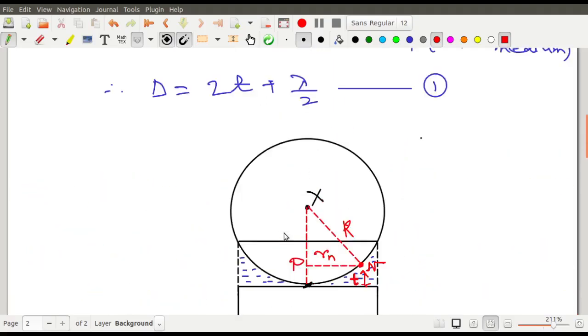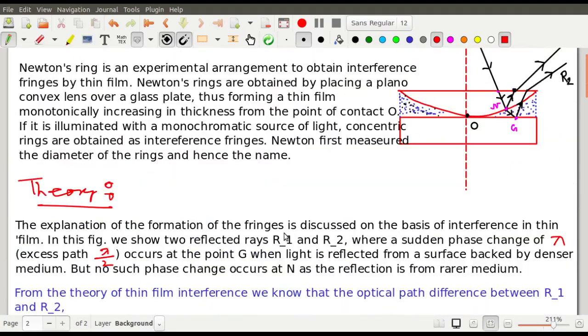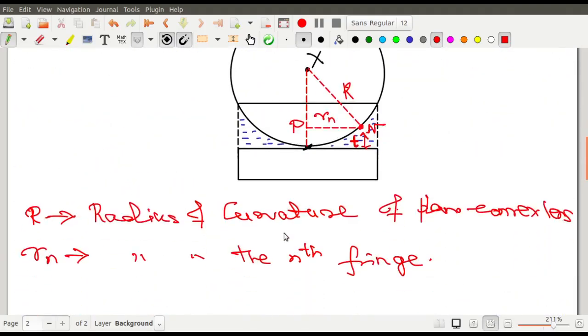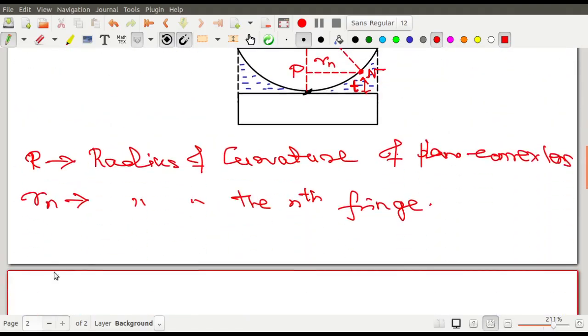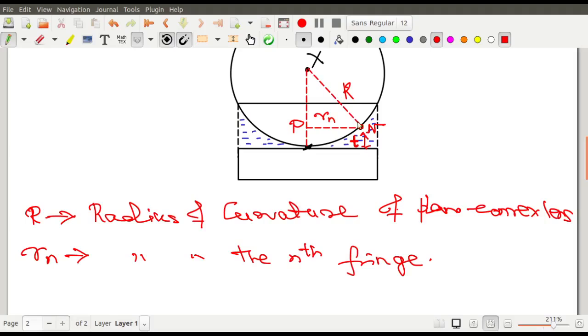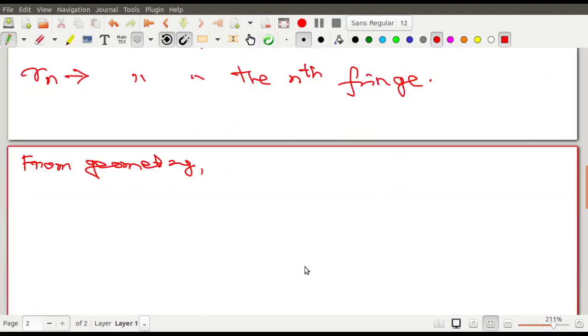Did I write somewhere the fringes are circular in nature? Concentric rings are obtained. ঠিক আছে. So this is from this geometry. What can I write from geometry? Let us first use the Pythagoras theorem. Pythagoras theorem যদি apply করি, if you apply the Pythagoras theorem, you see that xn square is equal to xp square plus pn square.